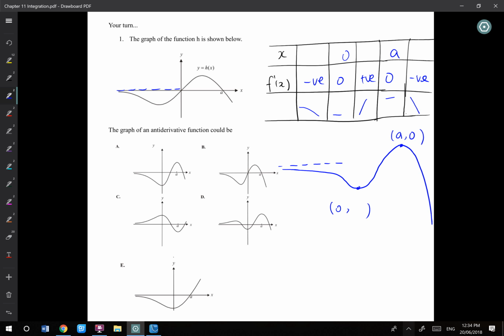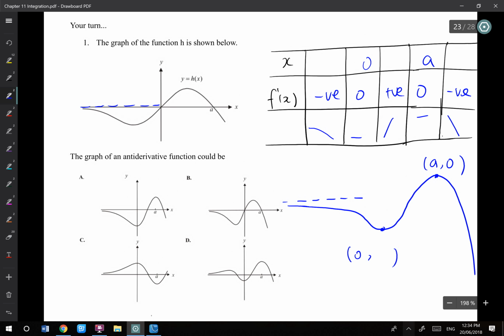Who thinks it is A? B? C? D? E? F? I don't know. Most of us select A. Let's have a look. Oh, what? A is correct. Okay, A is correct. Too scared of you. A is correct.